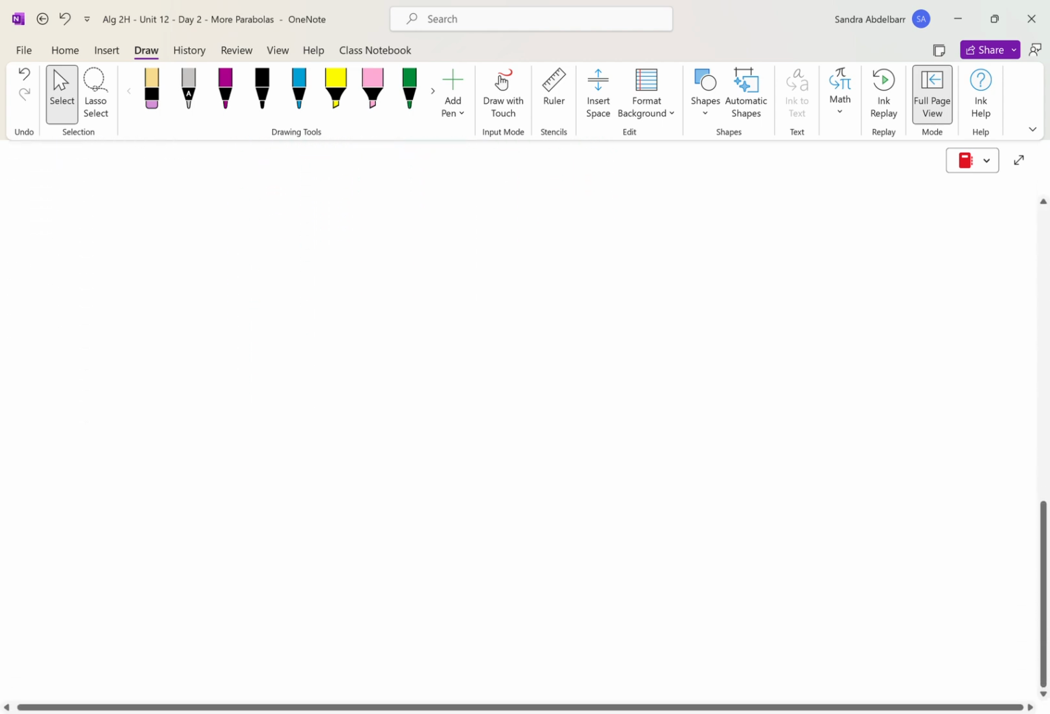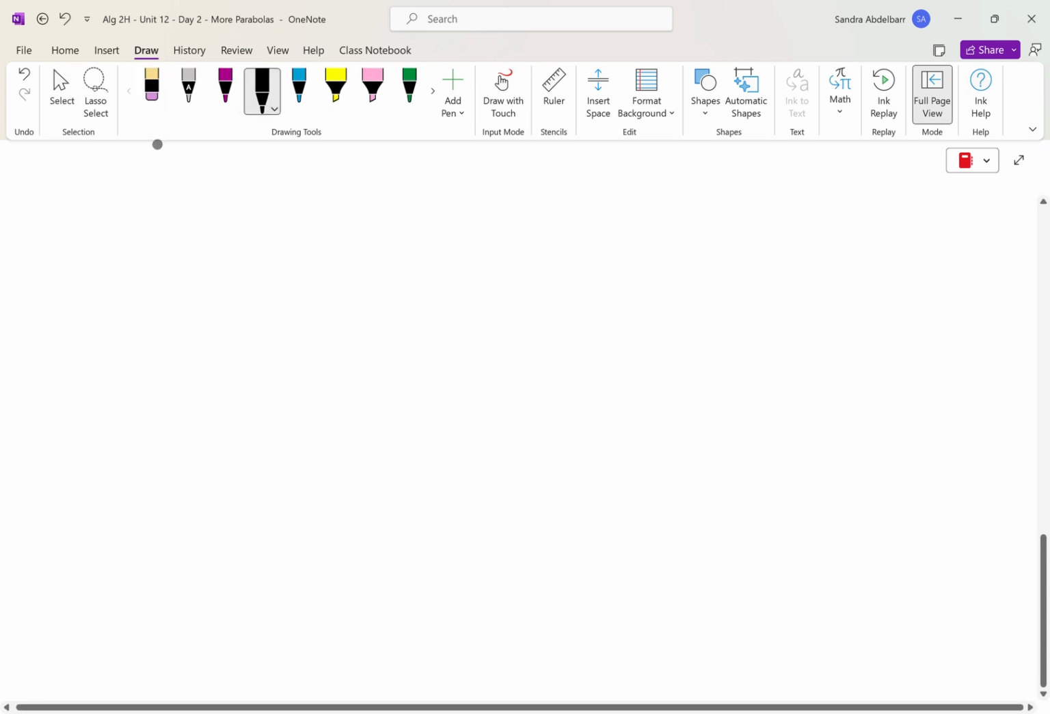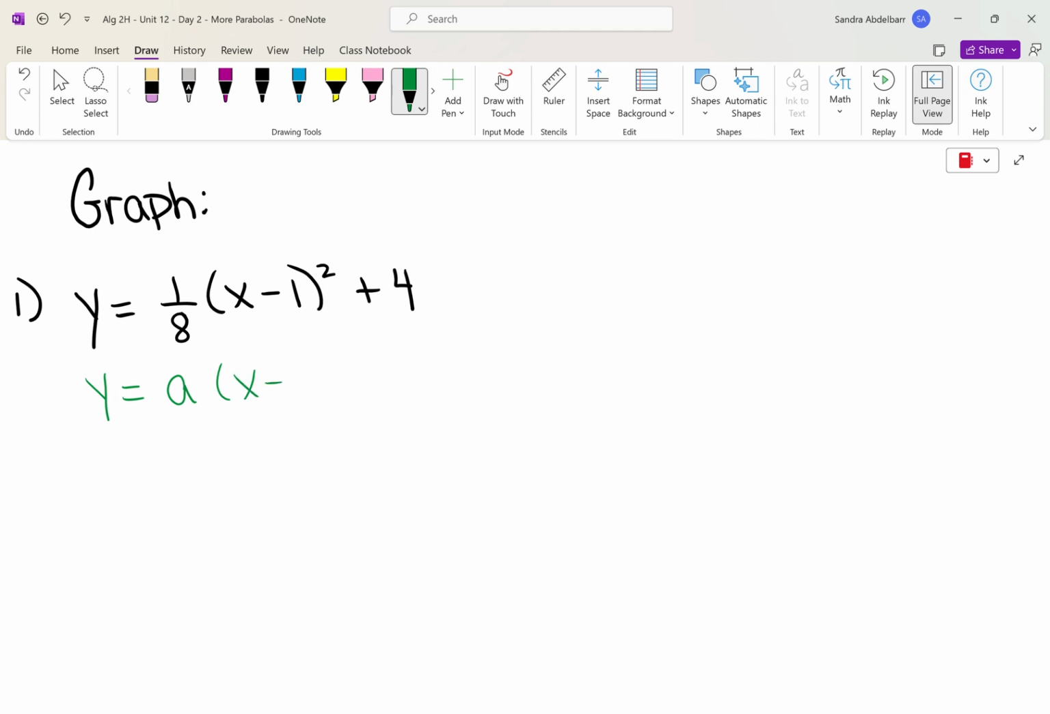Okay, let's do some graphing. So I'm not sketching anymore. These are graphs, so it's going to be pretty involved. So I want us to graph the first one: y equals 1 over 8 times the quantity of x minus 1 squared plus 4. So this is nice because there's not really much manipulation here. So we have a times the quantity of x minus h squared plus k.